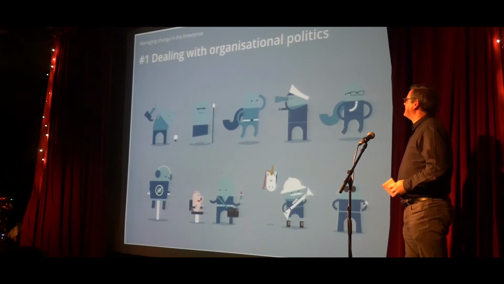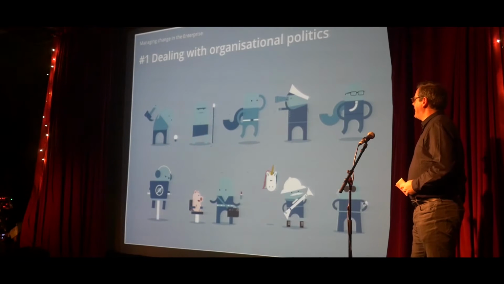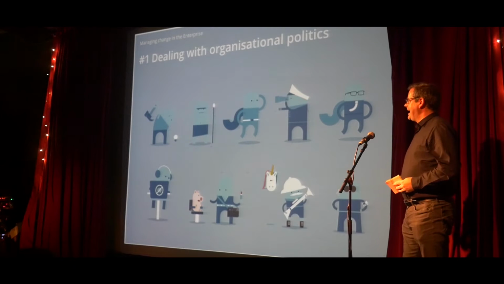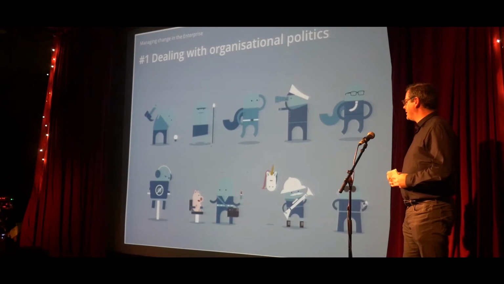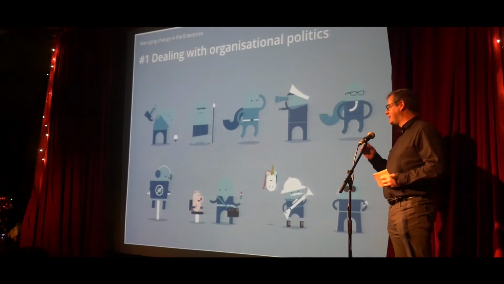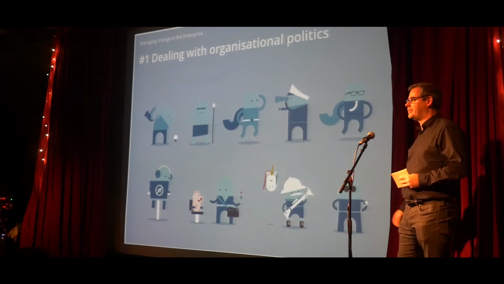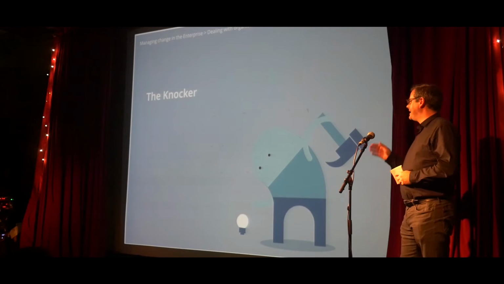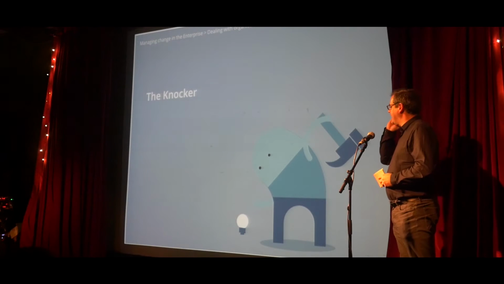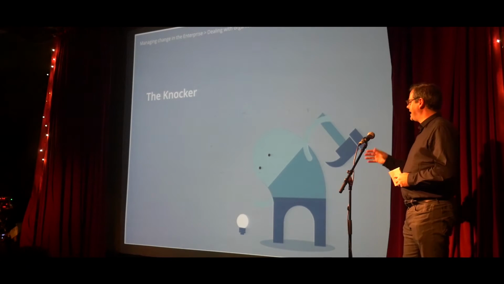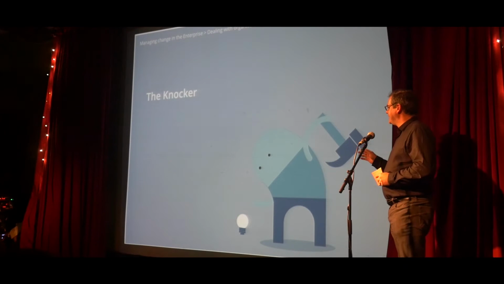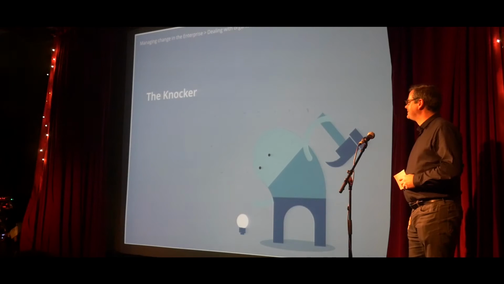Okay, so this is dealing with organizational politics, and this is one of five strategies for dealing with UX adoption in the enterprise. The key here is the problem individuals that you have to come across when you start a project, and we're going to try and identify a few of them. This is the first guy, the knocker. The knocker is a negative or conservative stakeholder who rejects one idea after another, and they don't like change, and everything you do is wrong.